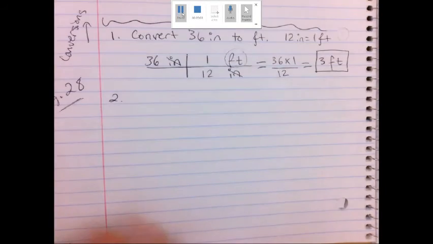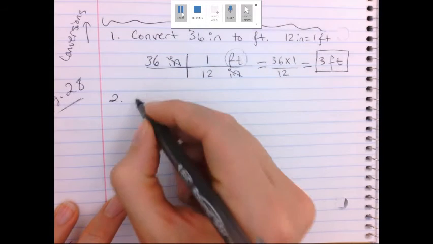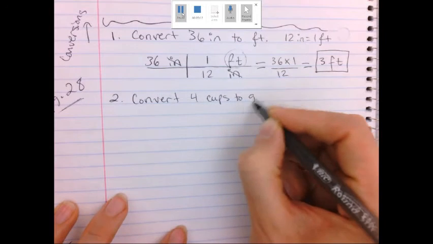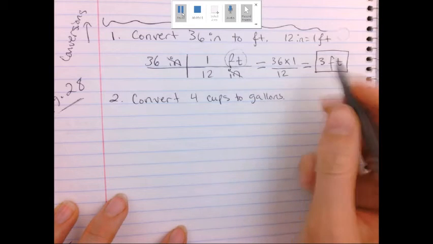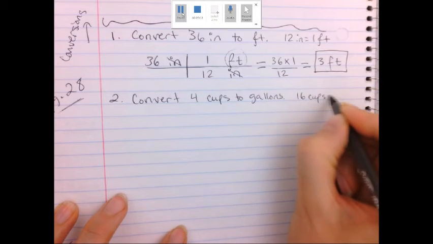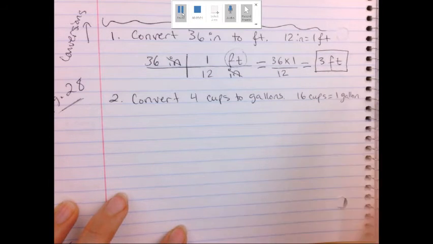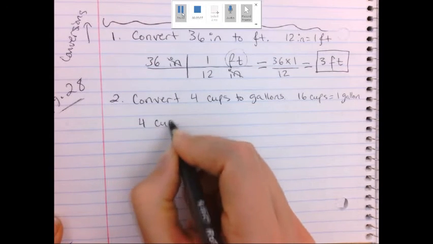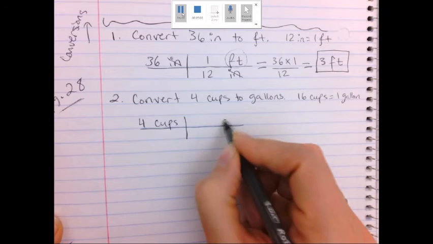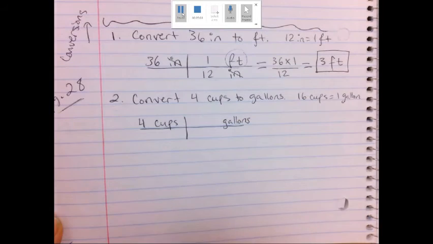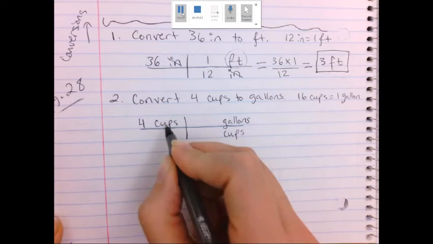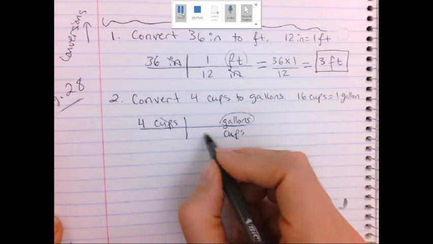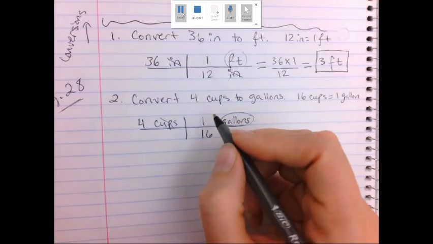All right, our second problem, we're going to convert 4 cups to gallons. Now, there are 16 cups in 1 gallon. So that's our conversion factor there. So again, we're going to write our givens. 4 cups going to gallons, always on top, what we're looking for. And then we're going to put cups on the bottom so that we can cancel it out and are left just with gallons. Then we'll put in our conversion factor. We know there are 16 cups in 1 gallon.